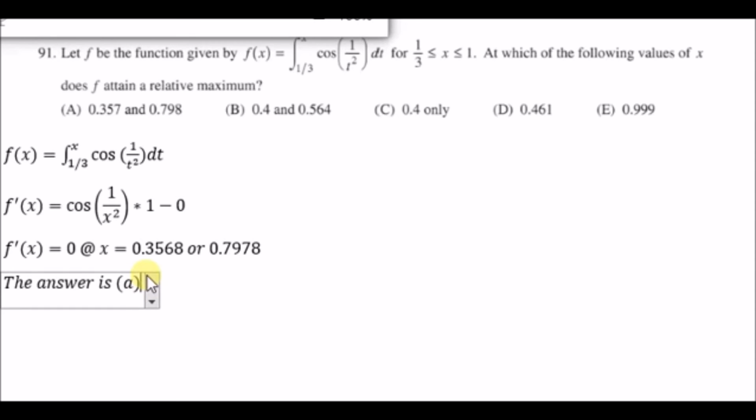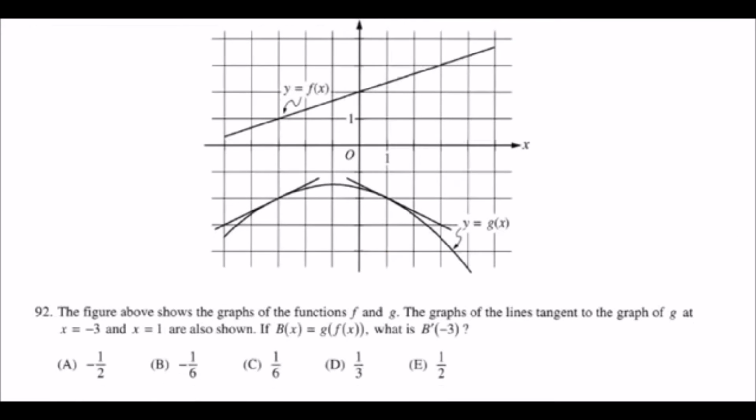And that's 0.357 and 0.798. Perfect. Alright, on to the next one. 92, and we see that b of x, so just recalling our product rule, we're going to see b prime of x equals g prime of f times f prime. And just some easy things we can note before we begin.